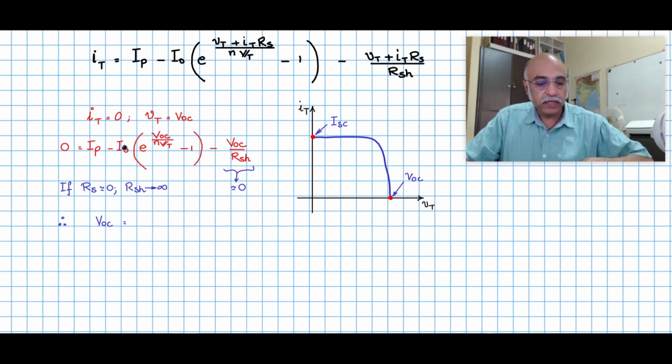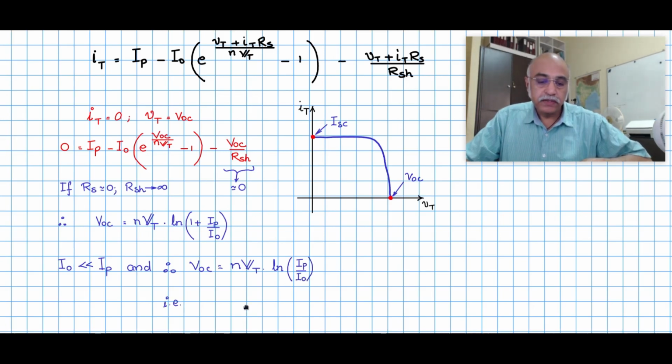Applying the natural logarithm on both sides, you will get VOC is equal to N VT log of 1 plus IP by I naught. So we can take this log of 1 plus IP by I naught as log of IP by I naught, assuming that I naught is going to be very small compared to IP, because I naught is of the order of 10 to the power of minus 7 and lesser. So therefore VOC is equal to N VT log of IP by I naught.